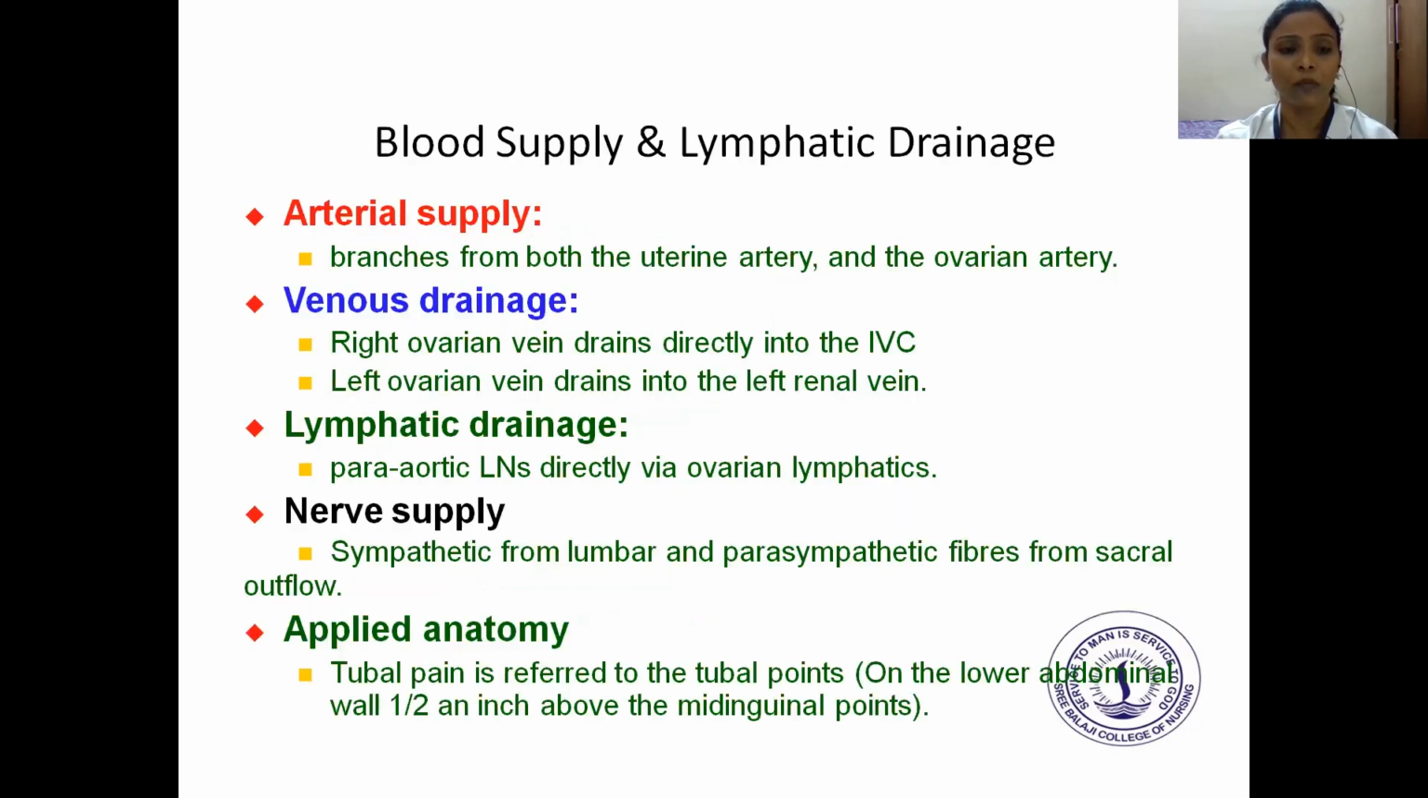The blood supply to the fallopian tube, that is the arterial supply, is from both the uterine artery and the ovarian artery. The venous drainage: right ovarian vein drains directly to the IVC, and left ovarian vein drains into the left renal vein. Lymphatic drainage, para-aortic directly via ovarian lymphatics. Nerve supply, sympathetic from lumbar and parasympathetic fibers from sacral outflow. Applied anatomy, we can feel tubal pain referred to the tubal points on the lower abdomen, that is half an inch above the mid-inguinal points.